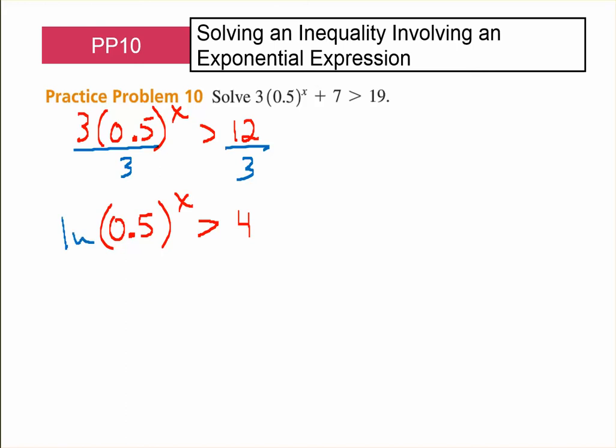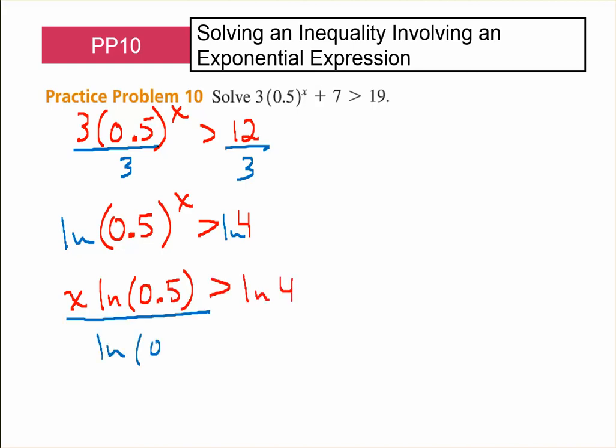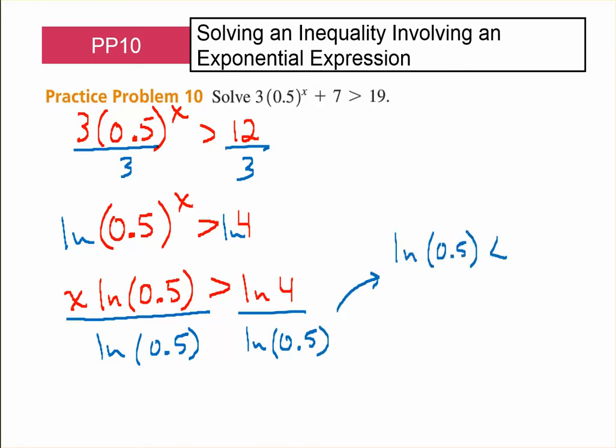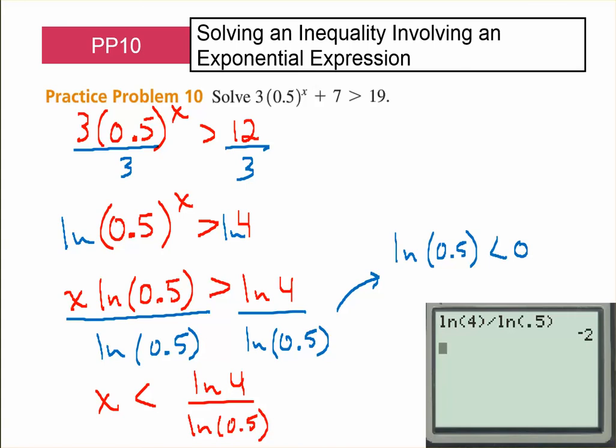Let's put ln to both sides. Take the x, put it on front, so now I got x times ln of 0.5 is greater than ln of 4. Divide through by ln of 0.5, and voila. Don't forget, I have to switch the inequality. All right, anybody got what is ln of 4 divided by ln of 0.5? Cool. It's exactly -2. So the answer is x is less than -2.